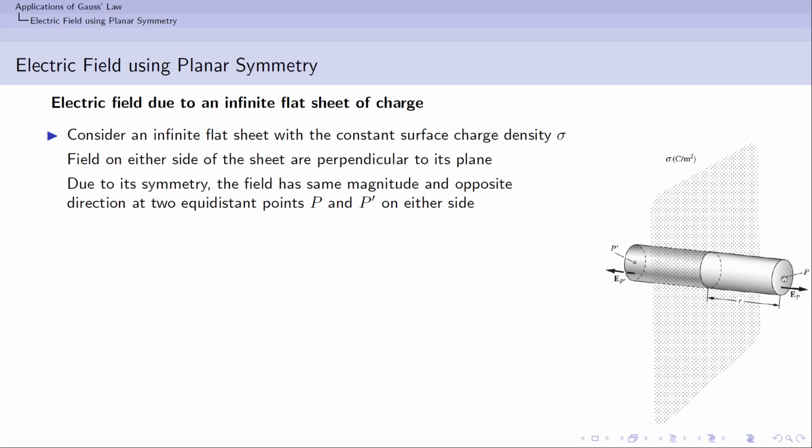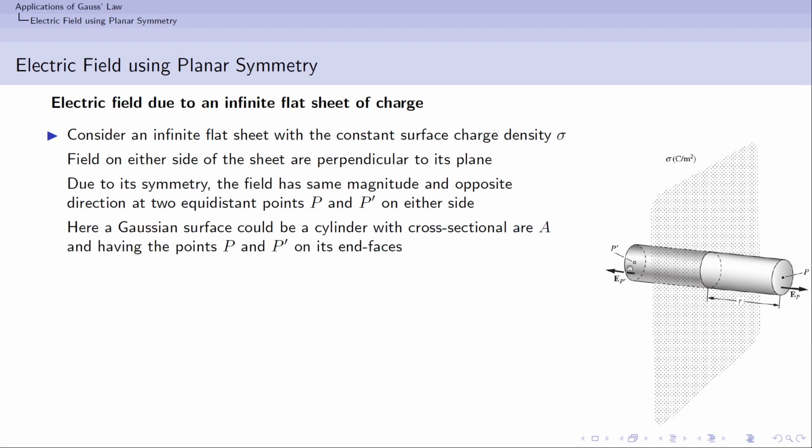So if I have one point P, and another point P prime on the other side, such that if P is at a distance r, then P prime is at the same distance r on the other side. So the two equidistant points P and P prime are on either side. This is guaranteed by the symmetry of the problem. The field is going to be the same over this surface. By field I mean the magnitude of the field. The direction will be opposite, but the magnitude will be just the same.